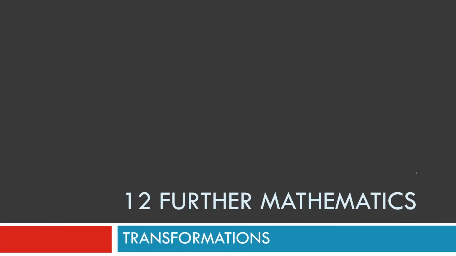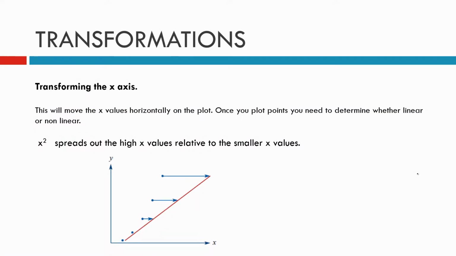Okay, with transformations, the first one that we're going to be looking at is transforming along the x-axis. One in particular that we're going to be looking at is x squared. So we're going to be getting the x values and we're going to square them. Now, we can see what it's going to do here. It's going to move those values that are curved into a straight line.